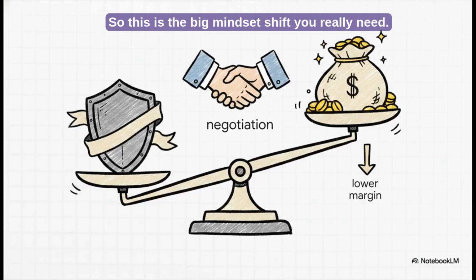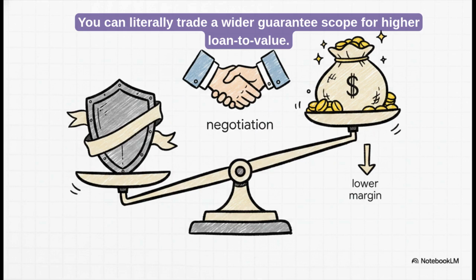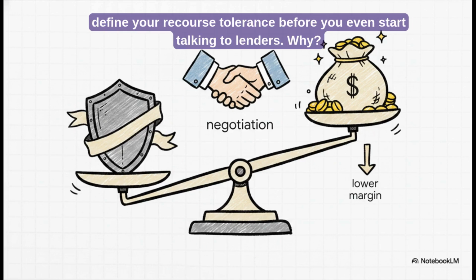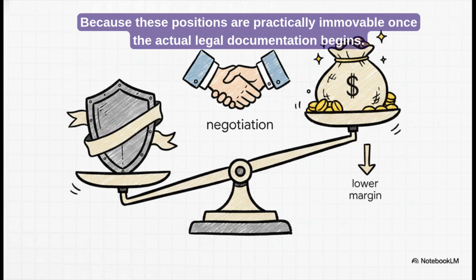So this is the big mindset shift you really need. Sophisticated sponsors treat recourse as currency. You can literally trade a wider guarantee scope for higher loan-to-value. Or you can offer an interest support guarantee to get a lower interest margin. But you absolutely must define your recourse tolerance before you even start talking to lenders. Why? Because these positions are practically immovable once the actual legal documentation begins.